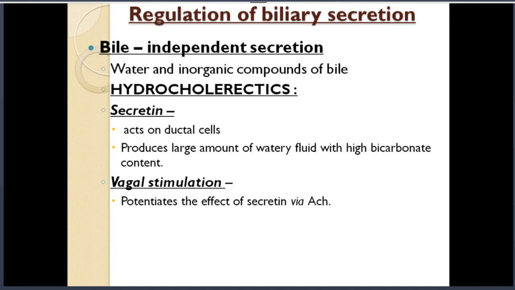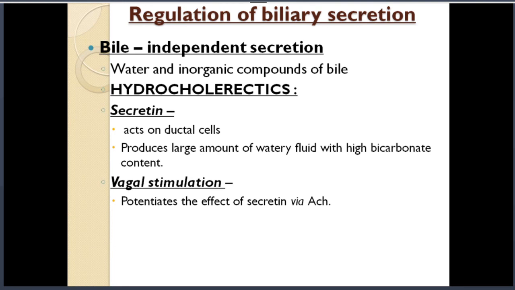Secretin is a hormone that acts on the ductal cells of the hepatic ducts. The ductal cells after the hepatocytes, which we studied in the structure, it acts on those ductal cells because water and bicarbonate ions are secreted from there. More and more water and bicarbonate ions are added. Hepatocytes are responsible for the secretion of bile salts and bile pigment mainly.